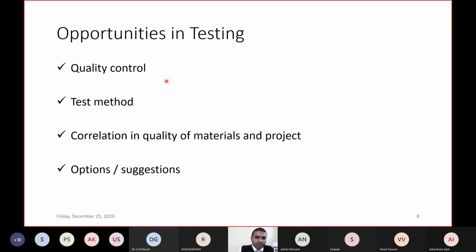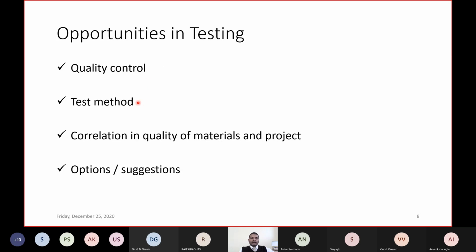So what are these opportunities? Okay, since it is a broad spectrum, I am trying to limit myself to certain things. If I talk about the opportunities in testing, the first important fact is quality control. Anyone who is going for a project should control the quality of the materials and the quality of the process of each project.